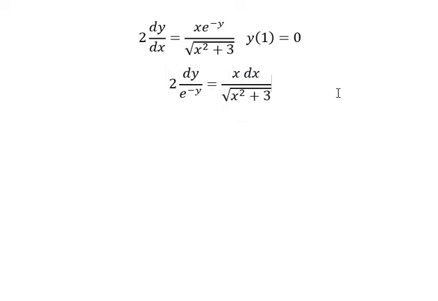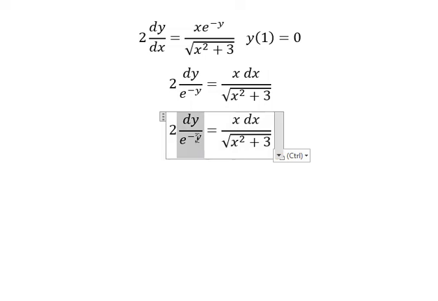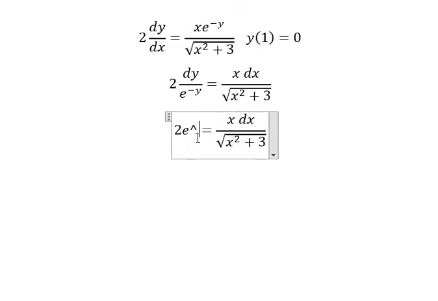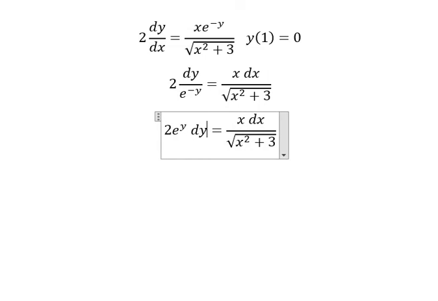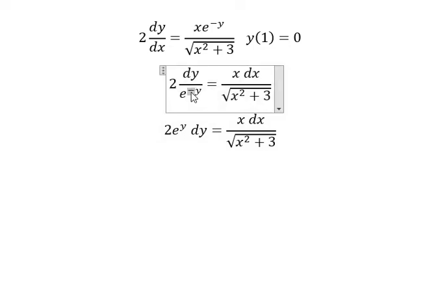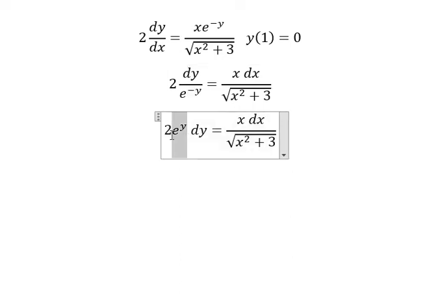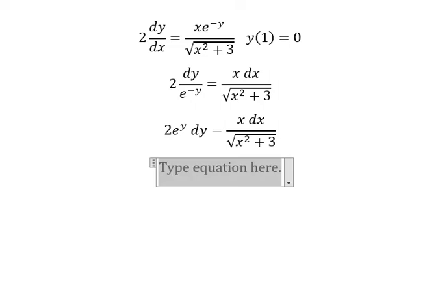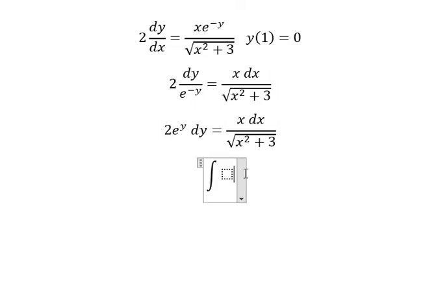Next, this one we can put into e to the power of y dy, because this is about the power negative, so we can put this one on the numerator. That's why you got the positive. Next, we can put the integration for both sides.